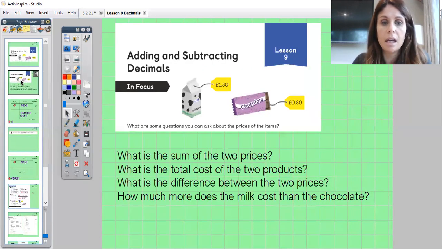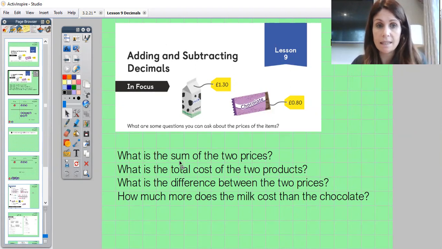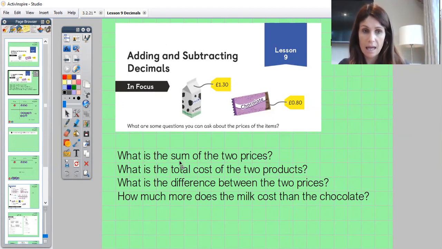Okay, so I've come up with some questions here, and I'm really thinking about my vocabulary. So I'm not just saying, what is this, add this. I might use vocabulary like sum. What is the sum of the two prices? And hopefully you remember that when we're talking about sum, we're talking about the cost of them added together. So sum means add the amounts together.